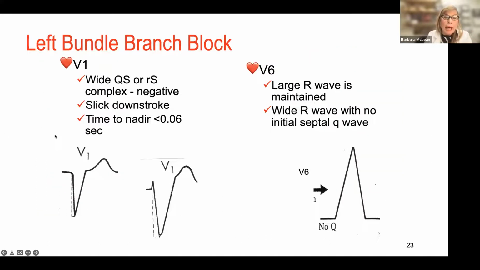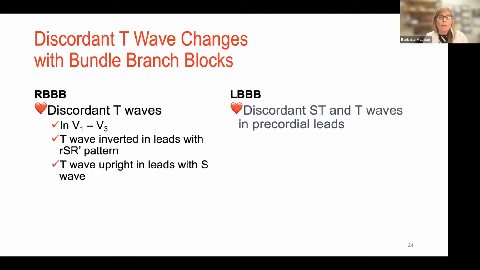So now let's again look at this criteria, because this is really important. In the V1 lead, you can just have a QS, or you may have a little tiny R wave and then a really deep S. And that will be upside down and mirrored in the V6 lead. So typically no Q wave and this big wide R wave. We've lost our Q because we're not activating the septum in the normal way, and it's taking lots and lots of time. That's what you want to remember.